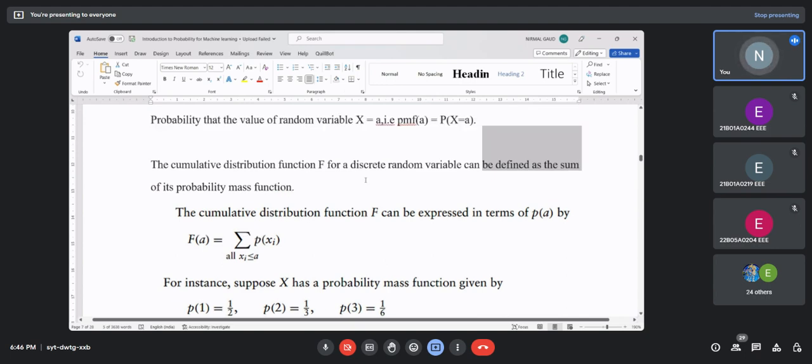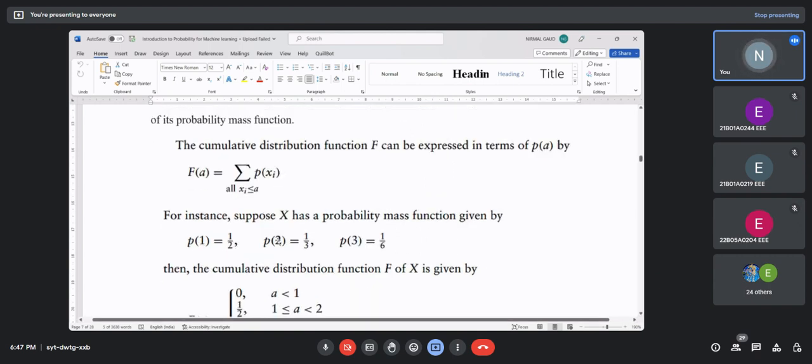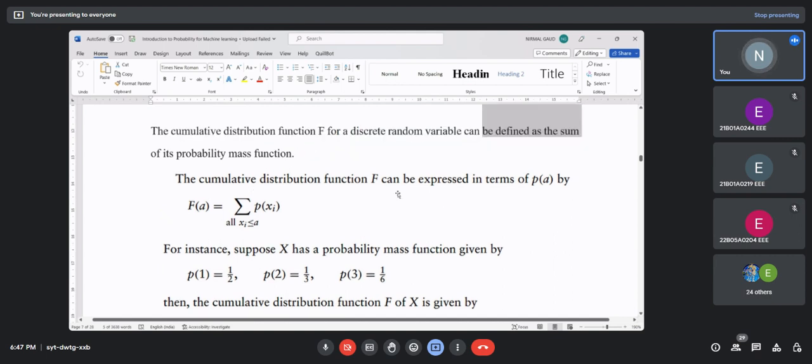Whatever the values of x are, they will be given to you in the problem statement. x equal to 1, x equal to 2, or whatever it is, it's given to you. For its probability, p1 is 1 by 2, p2 is 1 by 3, p3 is 1 by 6. So 1, 2, 3 are discrete values, and their probabilities are given in the question itself. I need to take the summation of all of them for your cumulative distribution function, as mentioned in the formula.